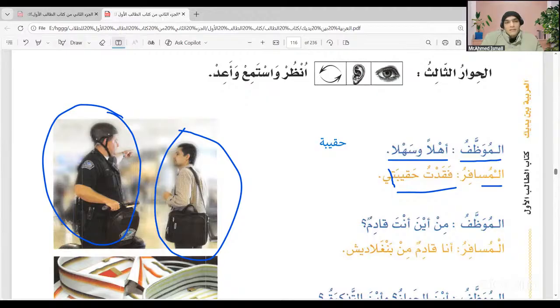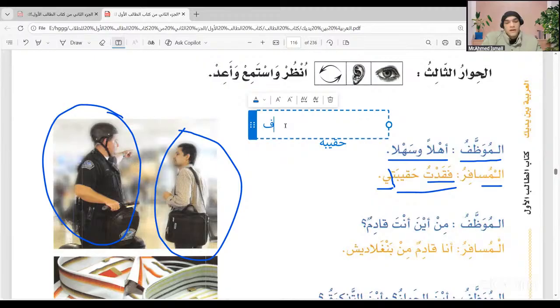Why? Because you have ya after it, and in this case you need to write it as an open ta because of the ya after it. If you have anything connected to it, you write it as an open ta. So فقدت حقيبتي, the word فقدت, or the فعل فقد, which means to lose something, and فقدت, I lost the thing. So when I say فقد, this is the ماضي of it, فقد. And when I say فقدت, which means I lost, فقدت أنا.